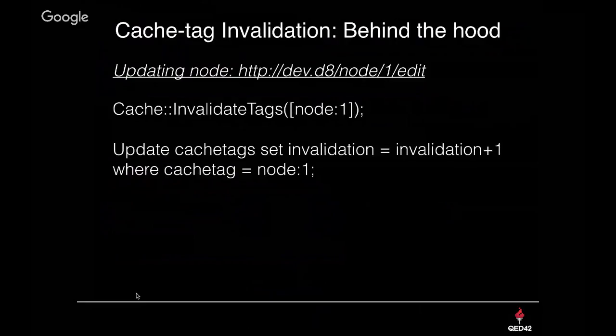So yeah, this is again an example of what happened behind the hood when you edited node 1. The cache invalidate tags function got triggered with the cache tag as node ID, node:1, and the cache name. The invalidate tags function does nothing but bump up the value of invalidation inside the cache tag table.